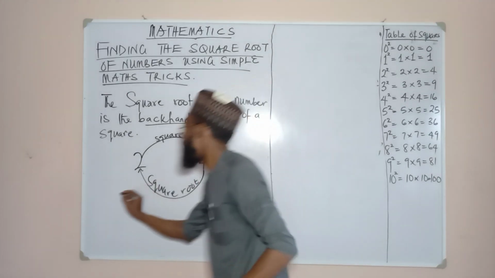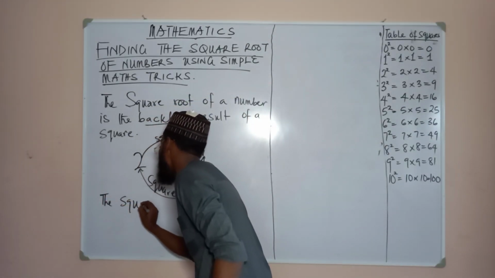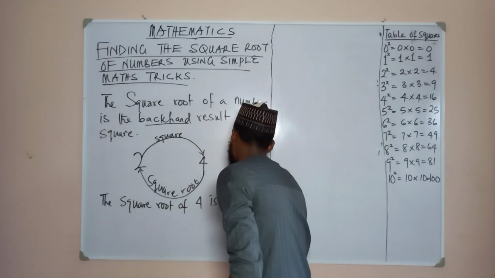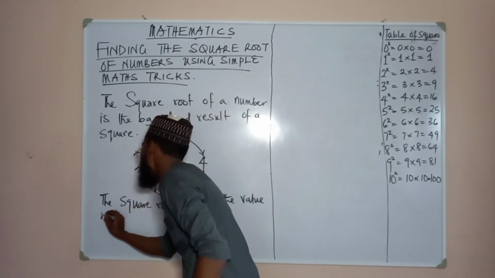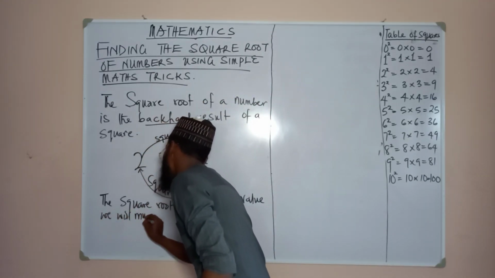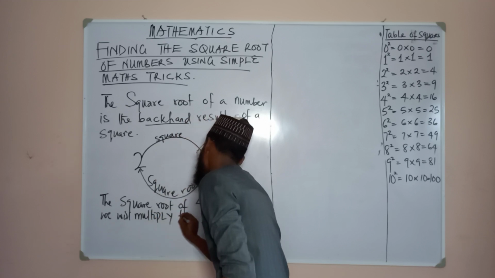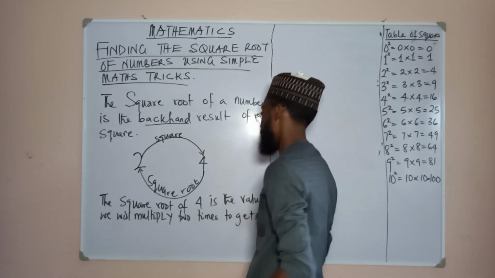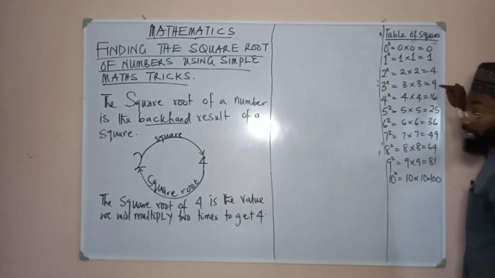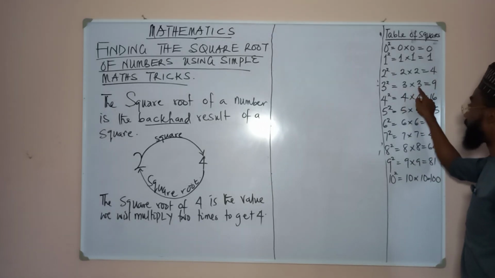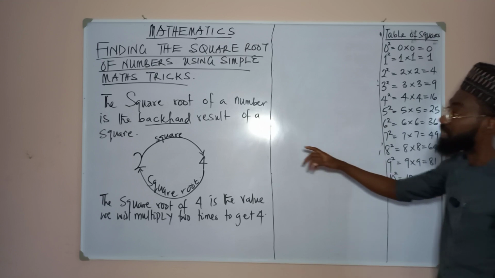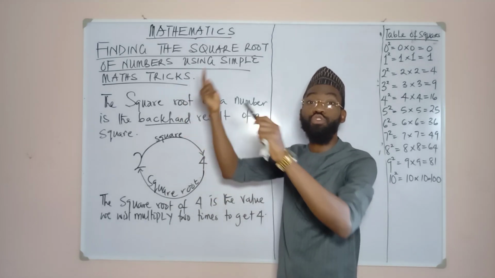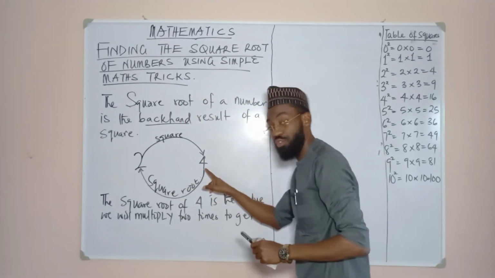The square root of 4 is the number or the value we will multiply 2 times to get 4. Similarly, the square root of 9 is the number we will multiply 2 times to get 9, which is 3. So you see that whenever we're referring to square roots, we are talking about the backhand result. We are now finding back those numbers that we will have to multiply 2 times to get the number.